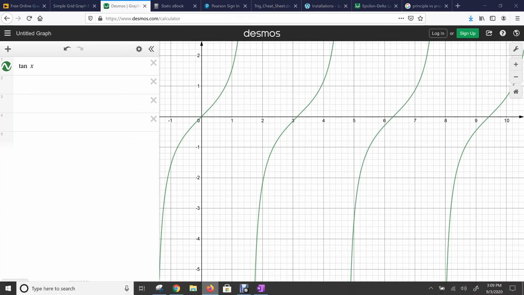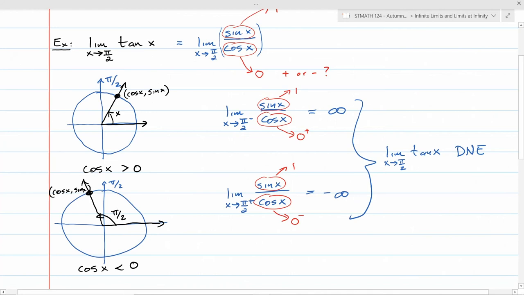And I think that's what we found analytically, right? The left-hand limit was positive infinity, just like we saw in the picture there, and the right-hand limit was negative infinity. So it matches with what the graph is saying, unsurprisingly.